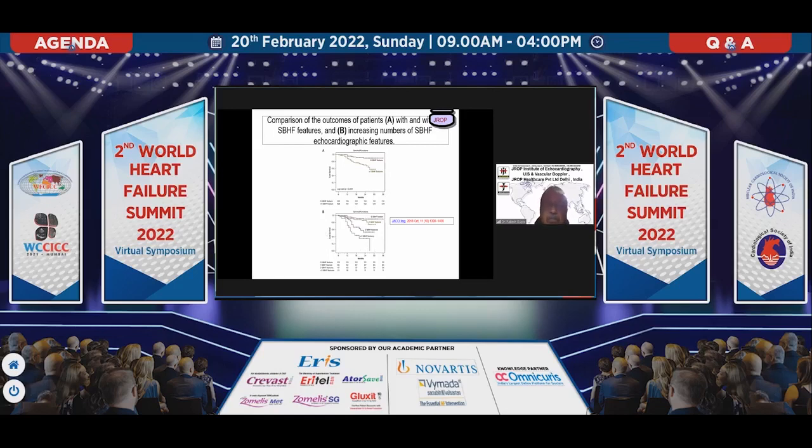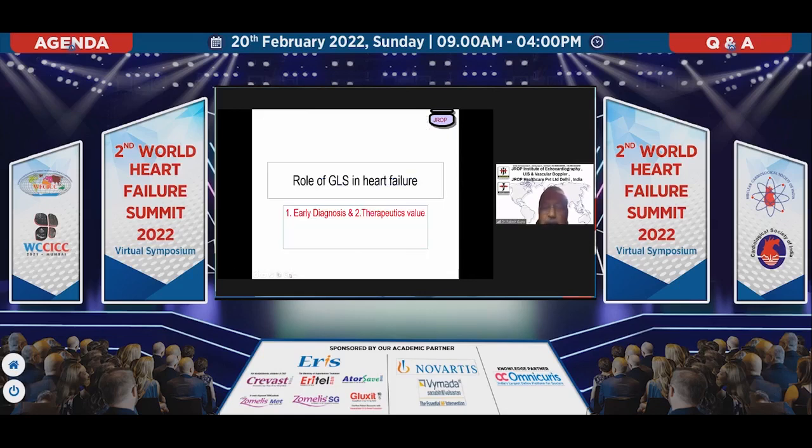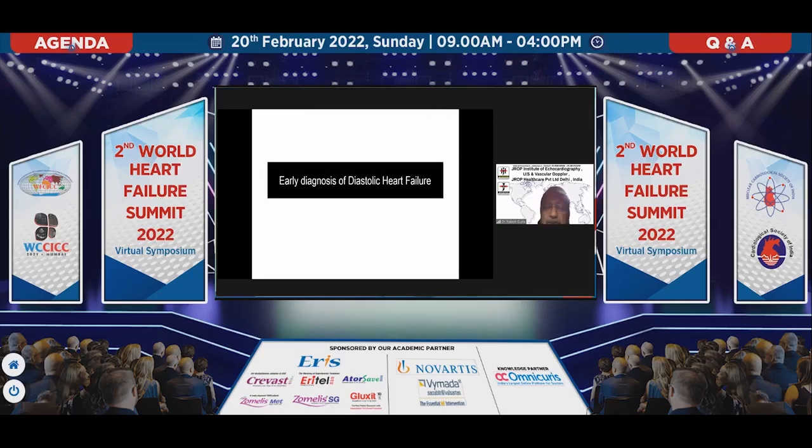It means that the higher the risk factors, the more chances of these people developing stage B heart failure. Hence, GLS is one of the most important modalities, and talks of subclinical LV dysfunction, which is prevalent in asymptomatic elderly patients with type 2 diabetes, and this is independent of and incremental to LVH in predicting incident heart failure. Mind you, this is one of the most important things which we hardly do in our diabetic subjects. So it helps not only in diagnosis, but in therapeutic value. I showed you one of the slides. Time does not permit to show you more.